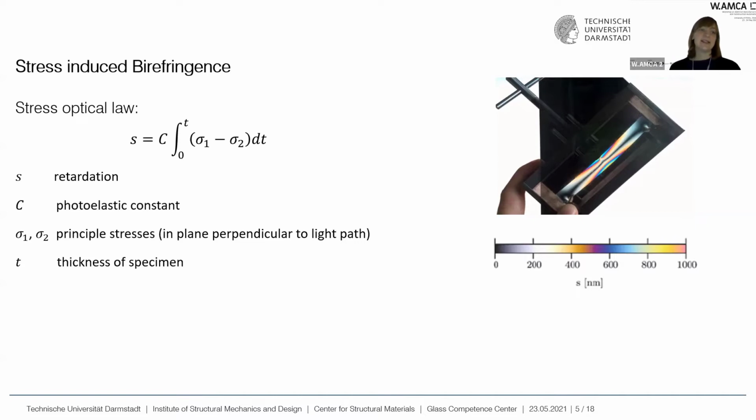And we can see that these interference colors depend on, of course, the light I use. If I use blue light, I only have blue lines here, but in this case, white light. And this depends on the photoelastic constant, which is a material constant, and the principal stresses, but the principal stresses perpendicular to the light path, and not the principal stresses itself, but they're different. And that integrated over the specimen thickness.